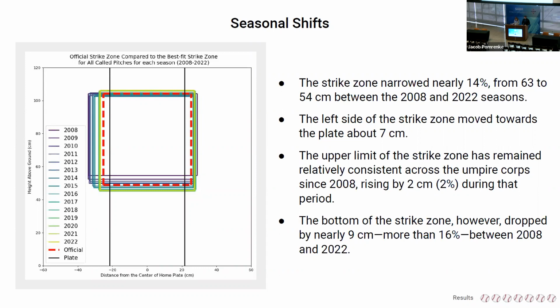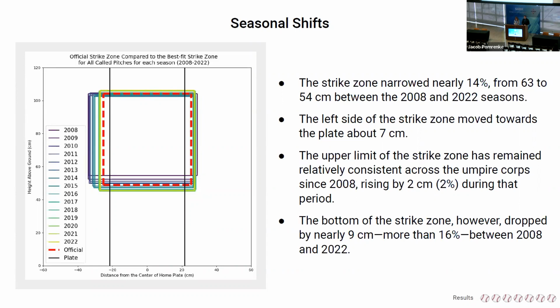Where are we? Overall, the strike zone's width has narrowed nearly 14% since 2008, from about 63 centimeters to 54 centimeters. The majority of the change occurred, not surprisingly, because the left side of the strike zone moved towards the plate about 7 centimeters. The lefty strike largely disappeared starting with the 2017 season.